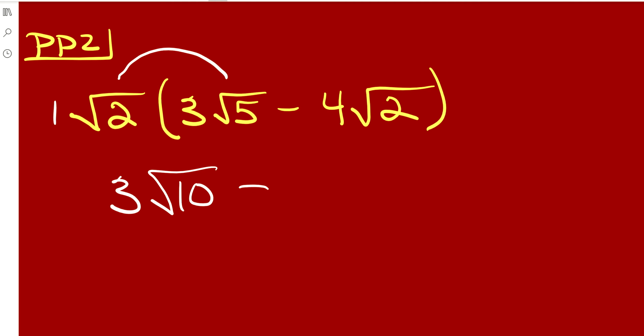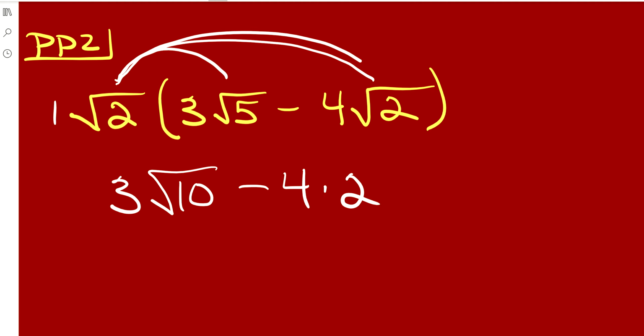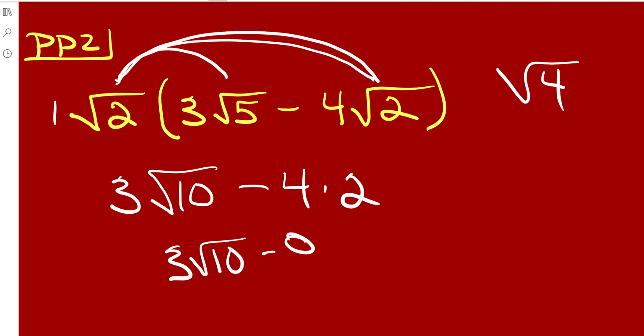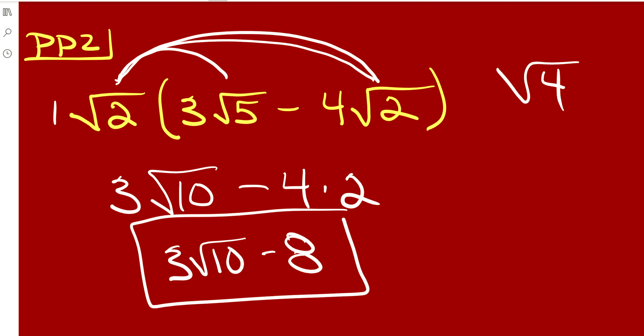And now we're going to do the same thing when we subtract. 1 times negative 4 is going to be negative 4. That's minus 4. And square root of 2 times the square root of 2 is 2, because the square root of 2 times the square root of 2 is the square root of 4. But the square root of 4 is 2. So this ends up becoming 4 times 2, which is 8. So my final answer would be 3 root 10 minus 8. And now we're done. So be careful when you're multiplying.